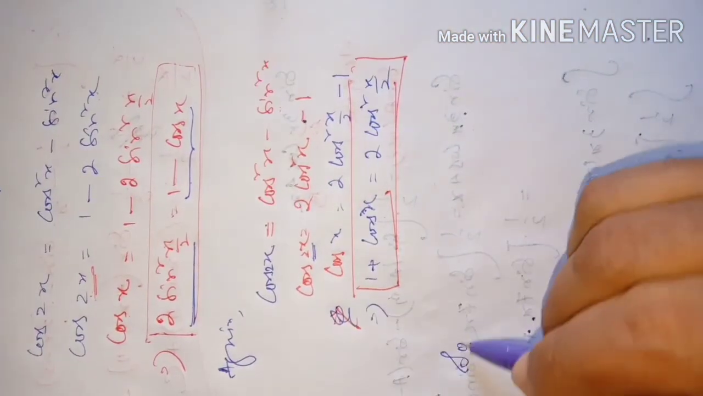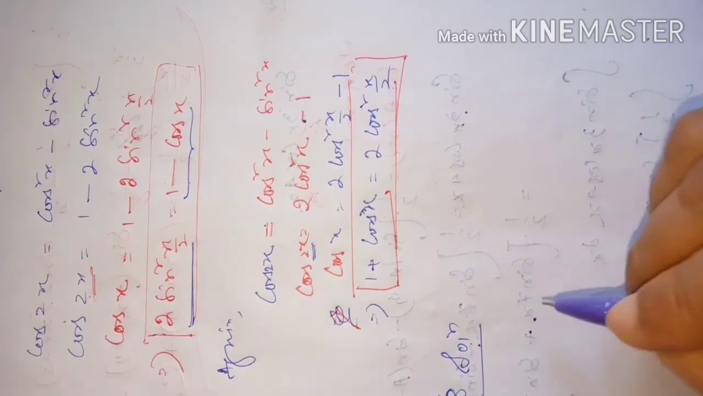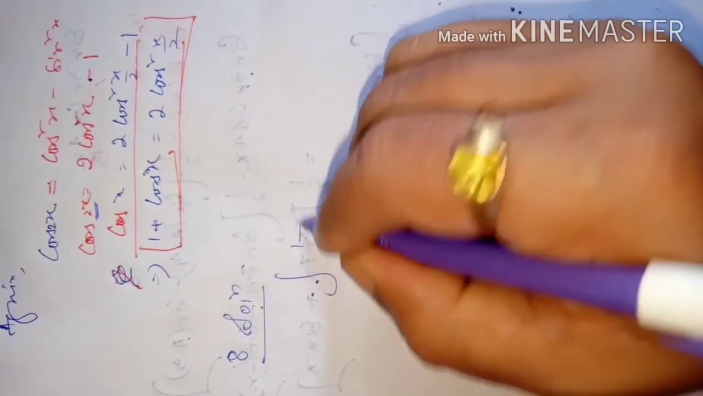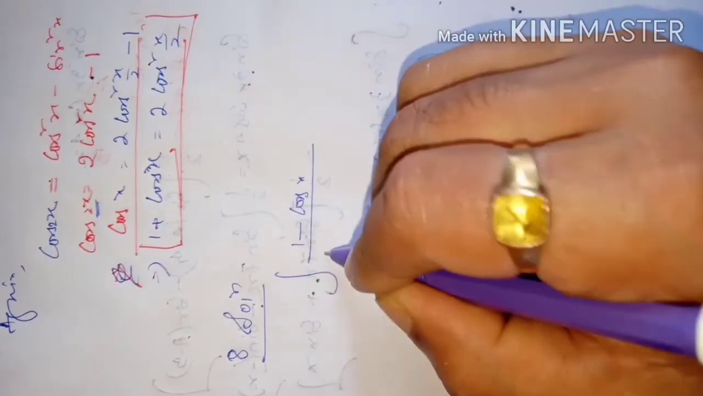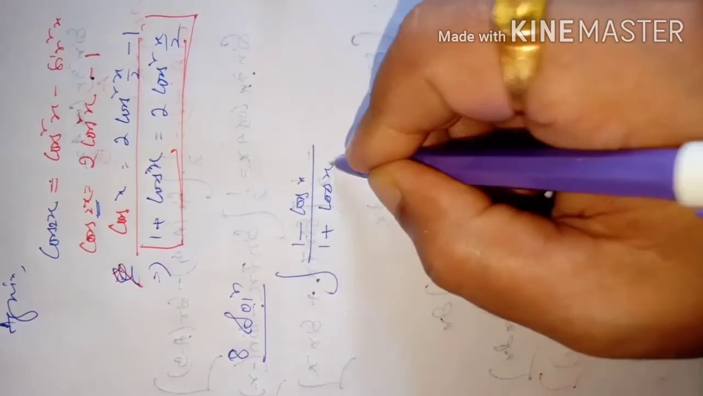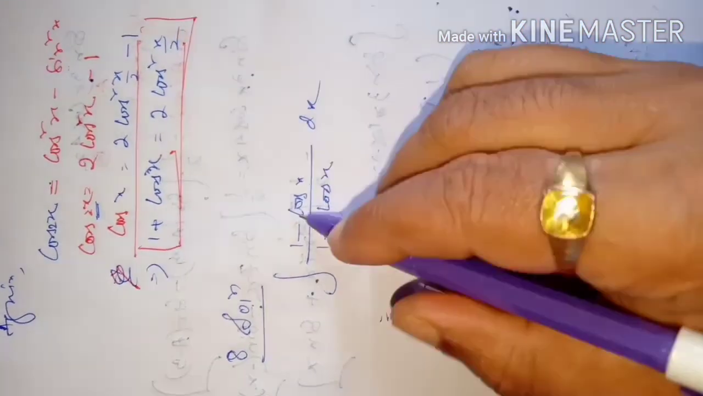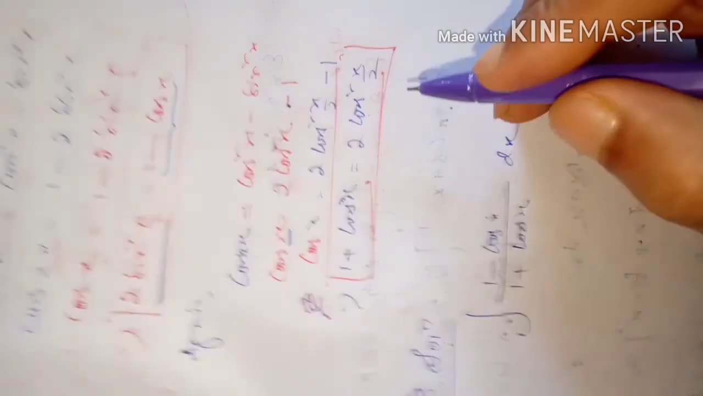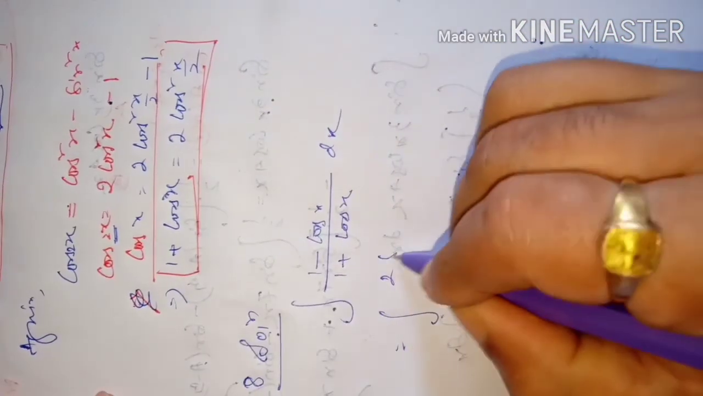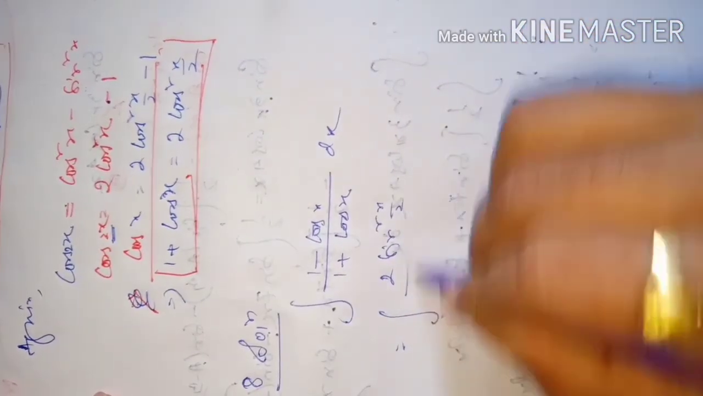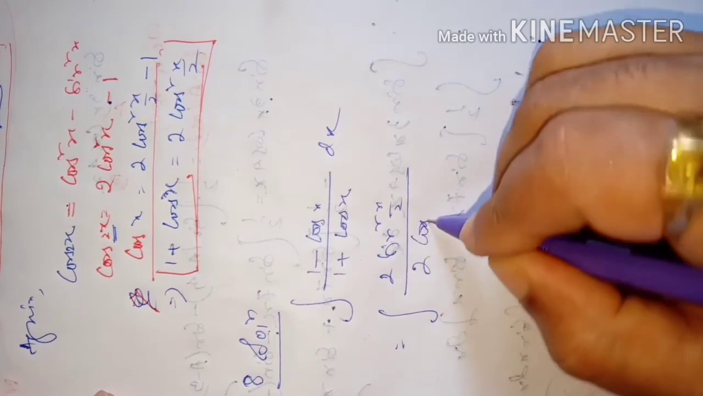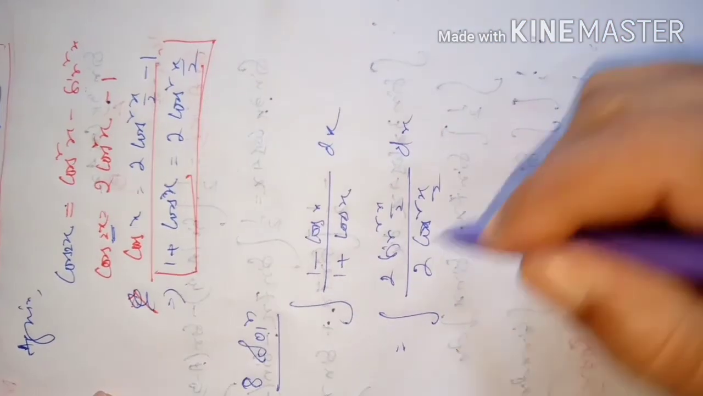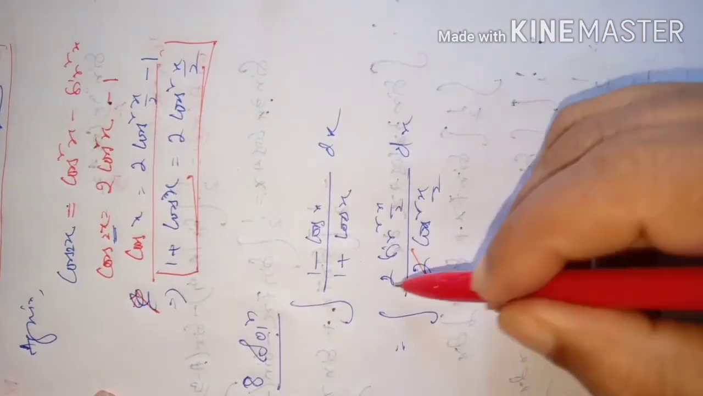So our problem, question number 8, as you see, is to do the integration of 1 minus cos x by 1 plus cos x dx. Just now you saw 1 minus cos x is replaced by 2 sin square x by 2, and here we can write 2 cos square x by 2, dx. Now 2 cancels from numerator and denominator.